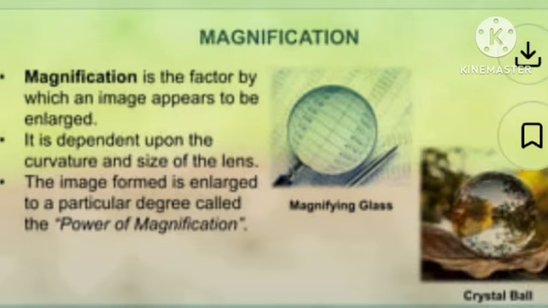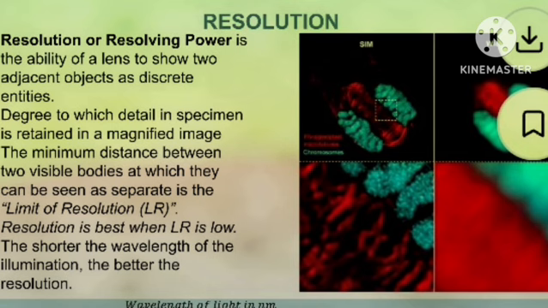Next, resolution. Resolving power is the ability of a lens to show two adjacent objects as discrete entities. So what is the resolving power formula? Wavelength of light in nanometers divided by 2 times the numerical aperture of the objective lens. This is the resolving power formula.